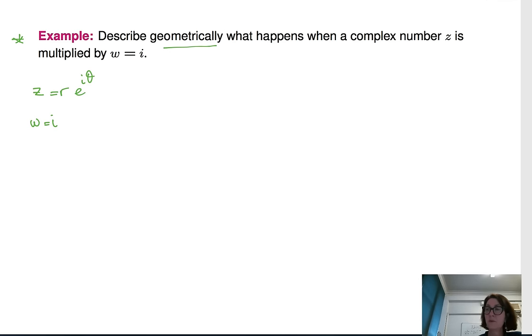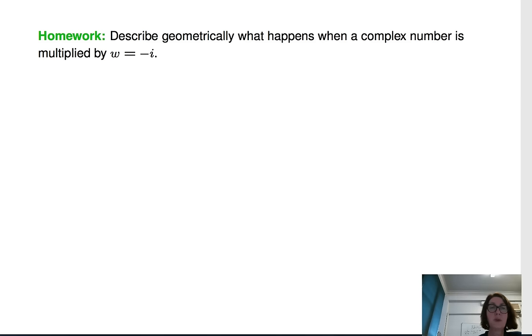Okay, so there's a couple more questions then that you can go ahead and do now. Try them for yourself at home. So that homework question is doing the same thing but multiplying an arbitrary complex number by -1 and thinking about what happens with that geometrically.